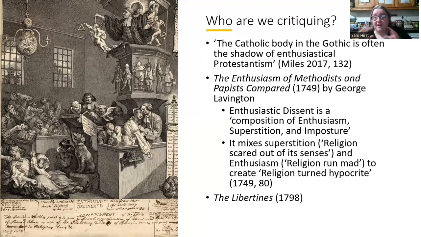So we see very overtly there and very obviously this idea of Catholicism being a broader critique, the depiction of Catholicism offering a broader critique of enthusiasm, superstition, and imposture, which can be applied to dissenting Protestantism. And also, I'm going to argue in a second, the Anglican Church.